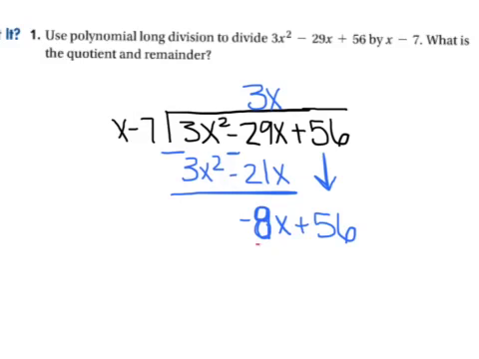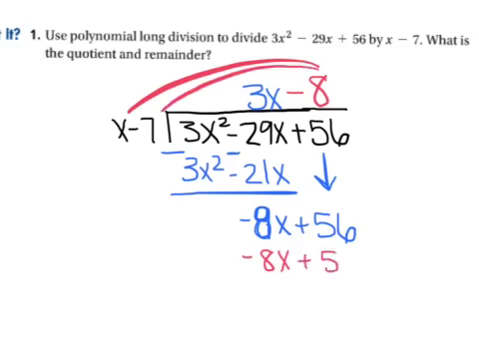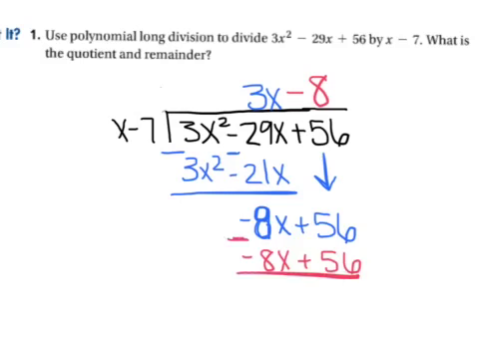Now you want to look at this and say, okay, what could I multiply this x by right here to make it negative 8x? Cameron? Yeah. So then you write minus 8 to complete your quotient. So negative 8 times x is negative 8x. Negative 8 times negative 7 is positive 56. Now when you subtract these values, negative 8x minus negative 8x, that's just 0. 56 minus 56, that's just 0.